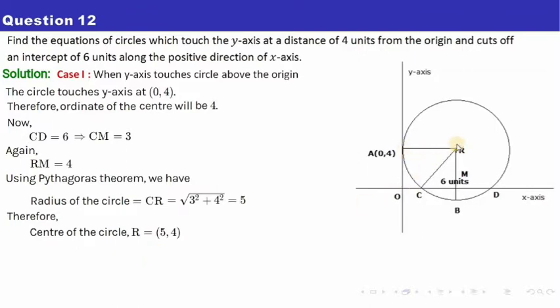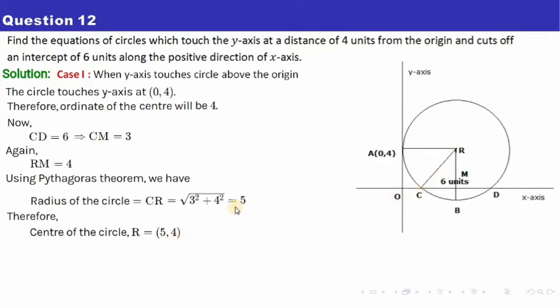So this is my 5, because this is my radius. That means from here to here, that is OM, is also 5. So from here to here is 5 and from here to here is 4. That's why the coordinate of R becomes 5 comma 4. Now we got the center, and we know the radius as well. The radius is 5.